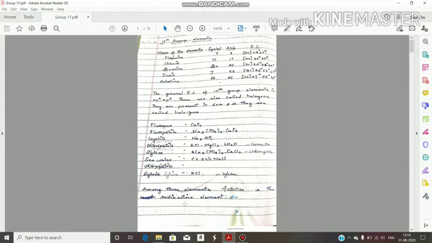So all these are minerals of 17th group elements. Next important point, among these elements astatine is the radioactive element.